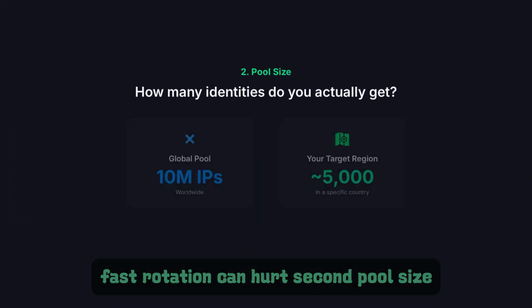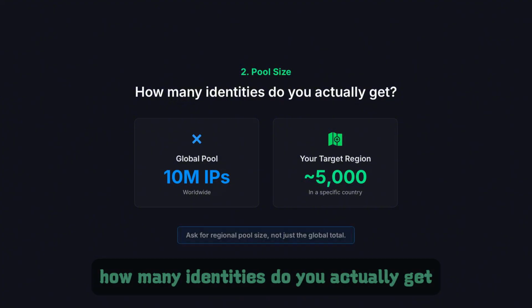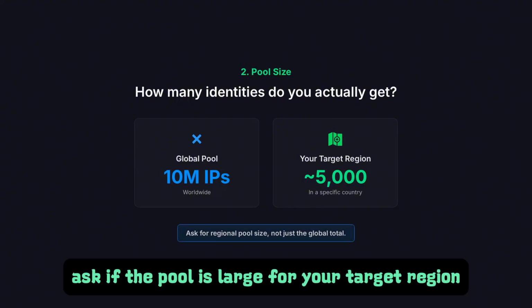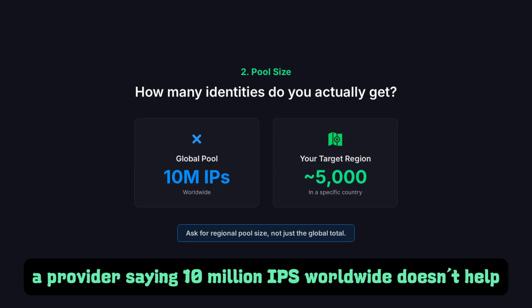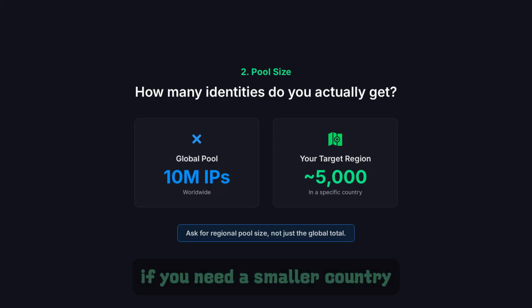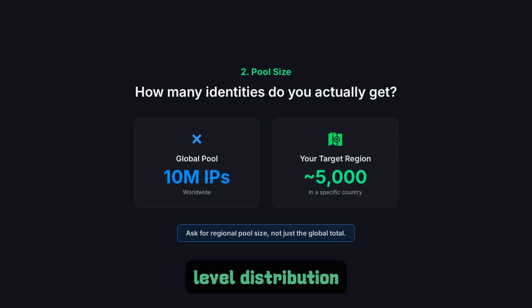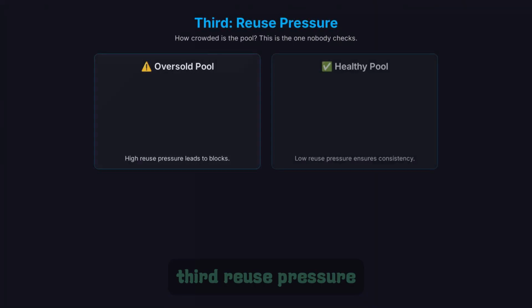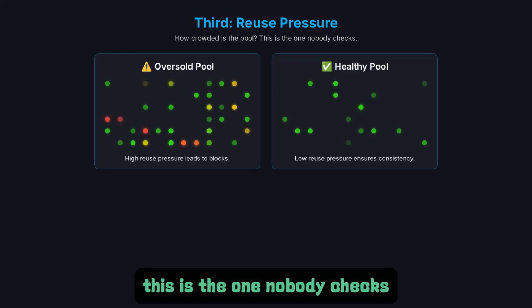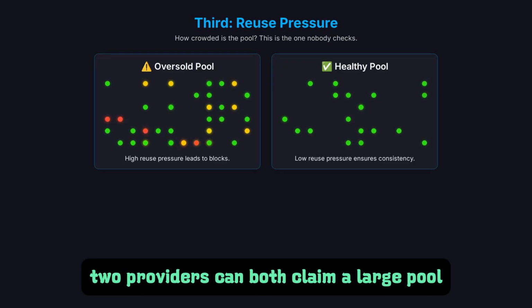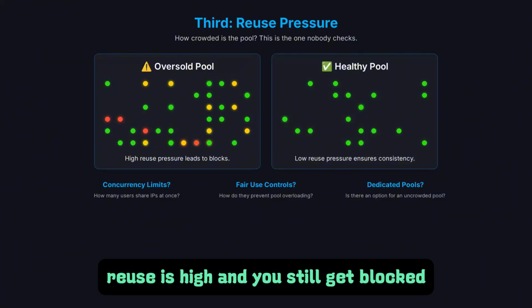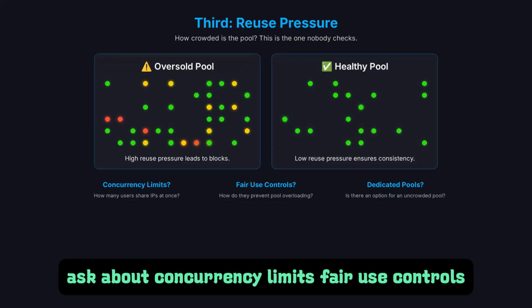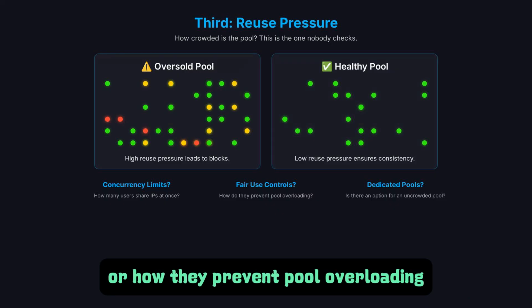Second, pool size. How many identities do you actually get? Ask if the pool is large for your target region, not just globally. A provider saying 10 million IPs worldwide doesn't help if you need a smaller country or a specific city-level distribution. Third, reuse pressure. How crowded is the pool? This is the one nobody checks. Two providers can both claim a large pool, but if one is oversold, reuse is high and you still get blocked. Ask about concurrency limits, fair use controls, or how they prevent pool overloading.